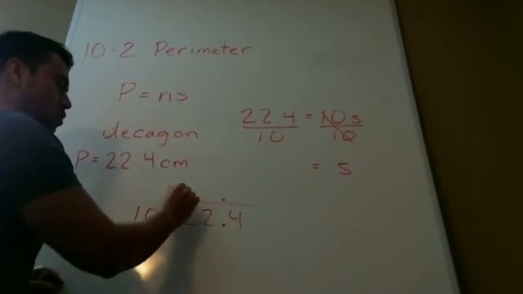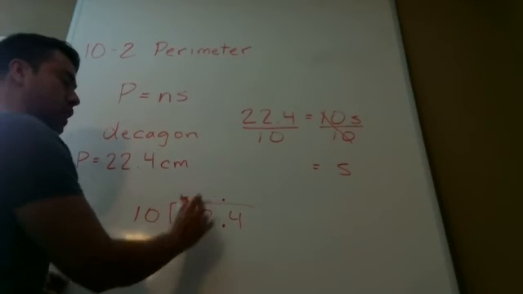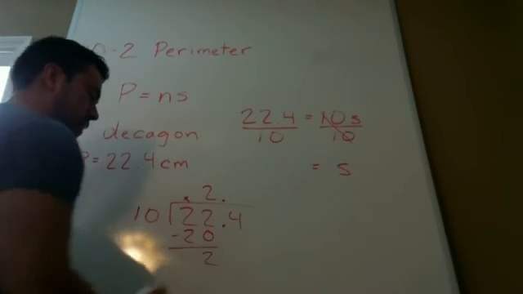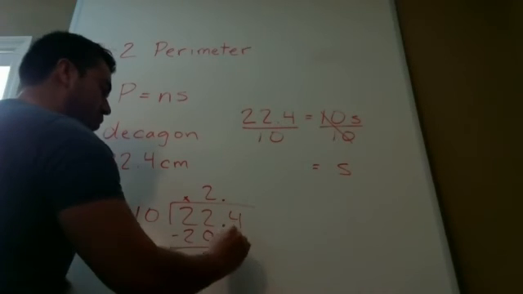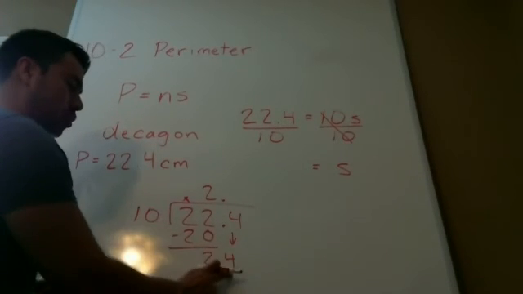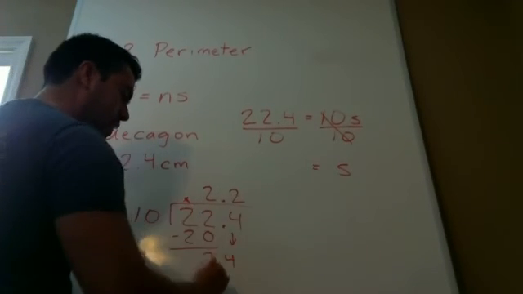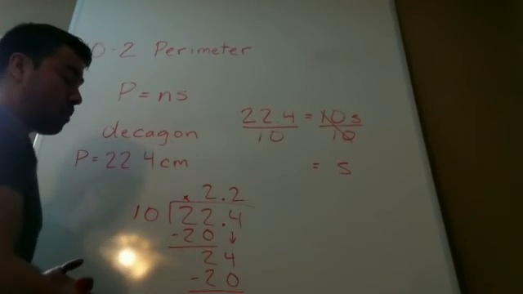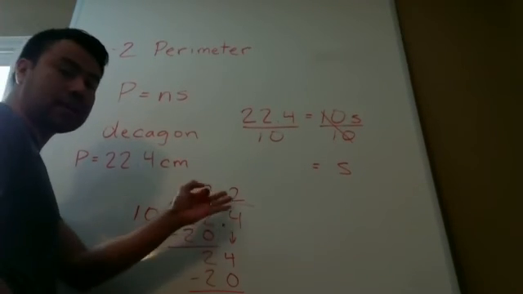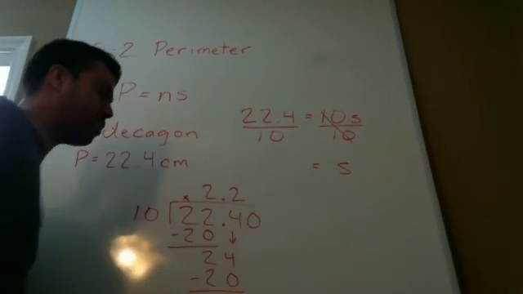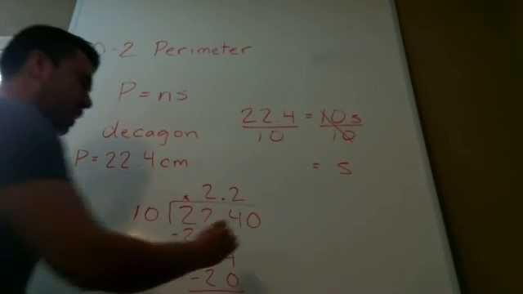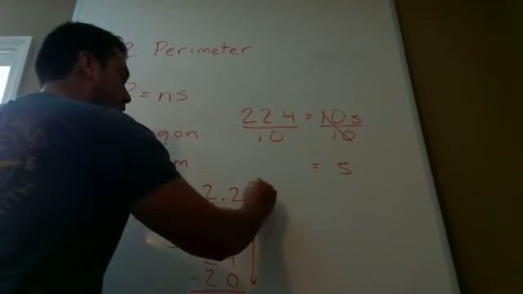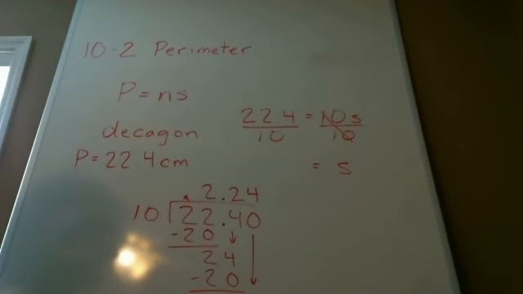10 goes into 2 no times. 10 goes into 22 twice, that's 20. Okay, and then I bring down that 4. 10 goes into 24 twice again, that's 20. Leaves me with 4. And remember, if it's not done and you have a decimal number, you can annex another 0, they call it. I'm going to bring that 0 down. 10 goes into 40 4 times. That's it. There's no more remainder.